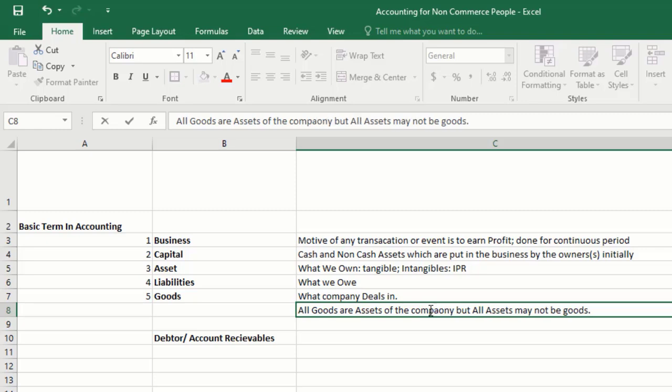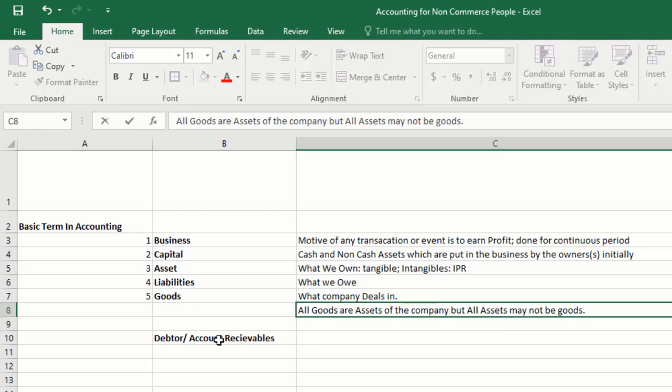So all the goods are assets of the company, but all assets may not be goods. Maybe it is like if you are a scrap dealer, everything is your goods. I will sell everything. Take mine. Sir, your spectacle is very good. Take this also. No issues. You can buy it and give me some money. This is like what scrap dealers are doing.